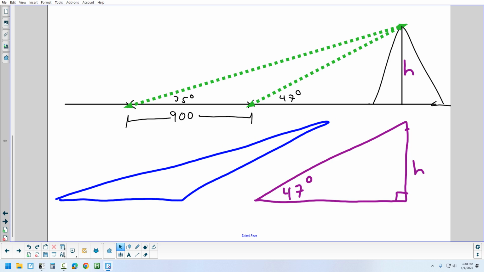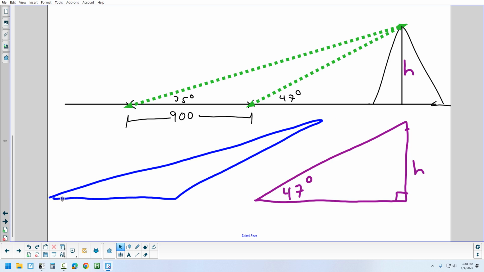So the goal now is we want to find the height of the mountain. We can't find the height right away, but you can find the side they share. We need to figure out the side that they share first. So let's start working with the blue one. What do we know about the blue one? 35 degrees in the corner. The bottom is 900.